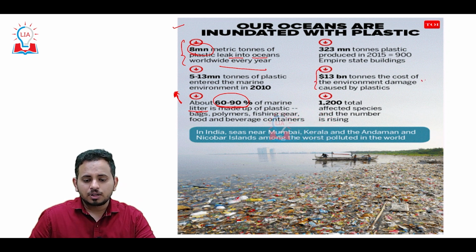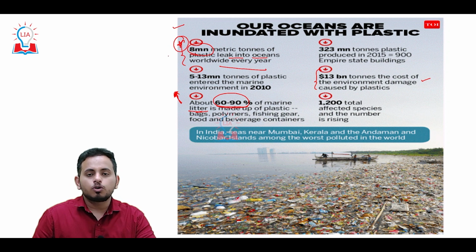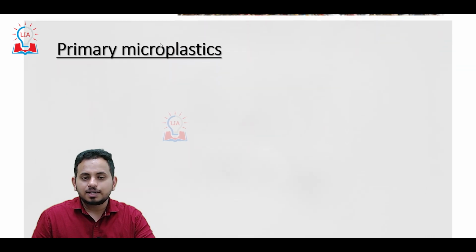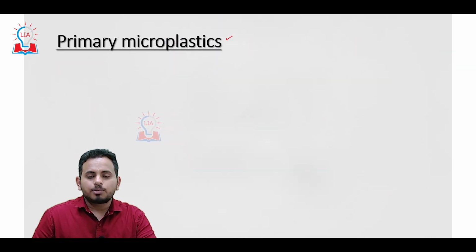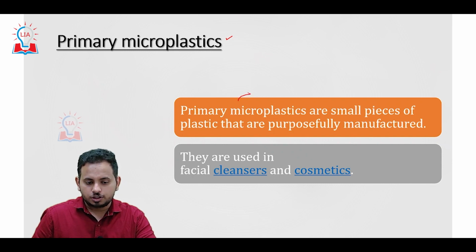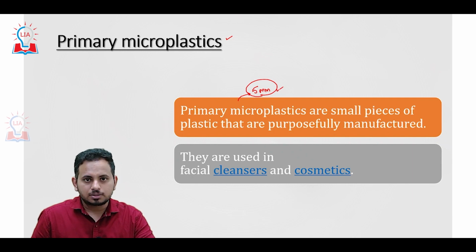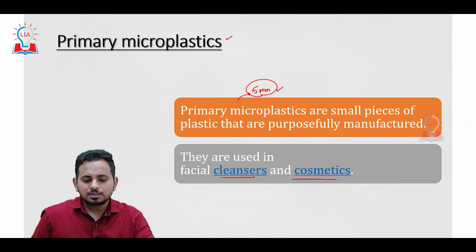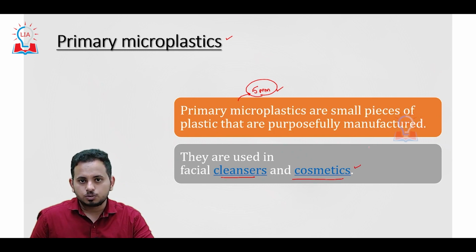You can see here the damage that the plastics are causing. These data become important if you want to quote them in the introduction of your answer, or you can quote them even in the essay, then this data becomes really important. Let's see what primary microplastics are. Primary microplastics are small pieces of plastic that are manufactured and are less than 5 millimeter. These primary microplastics find application in cosmetics. In any of the cosmetics that we use, cleaners, cosmetics, this microplastic is widely being used.